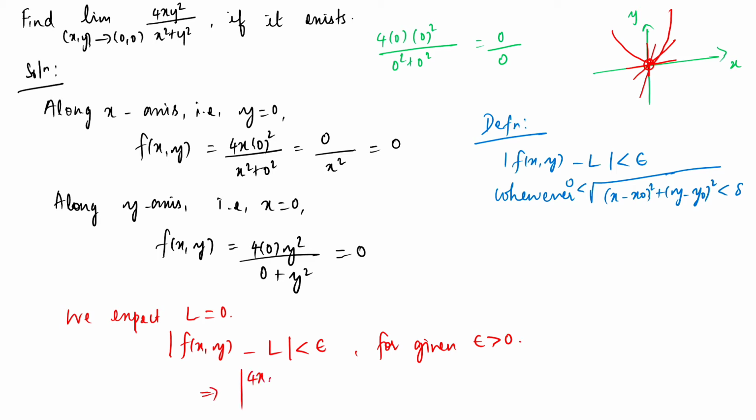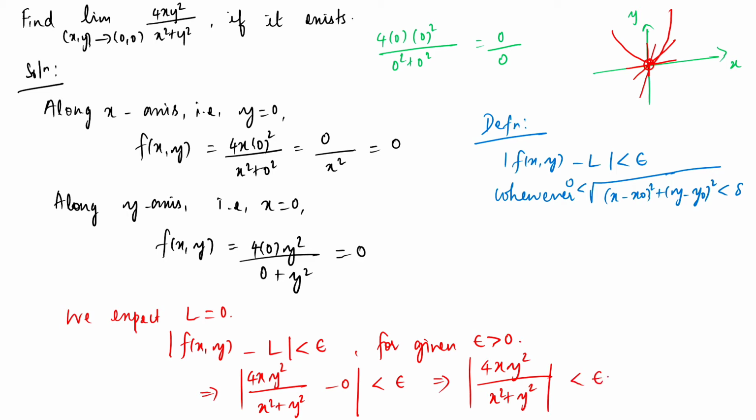Here, what is your function value? It is 4x y squared upon x squared plus y squared minus 0, which has to be less than epsilon, which is the absolute value of 4x y squared upon x squared plus y squared less than epsilon. This is what we must get. Now, this 4x y squared upon x squared plus y squared.